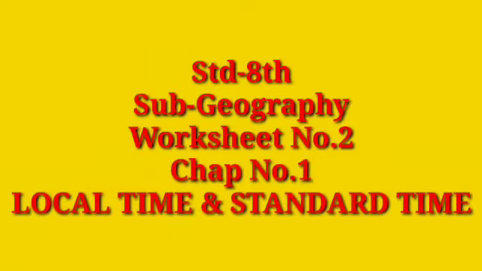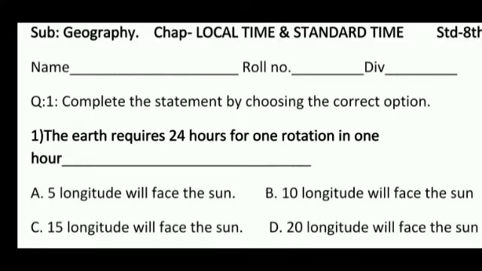So, let's start the worksheet. Students, this is our second worksheet of chapter number 1, Local Time and Standard Time. Take your worksheet, write your name, roll number and division without fail. Now see the very first question, and that is, complete the statement by choosing the correct option.